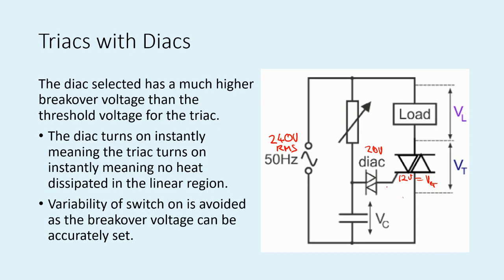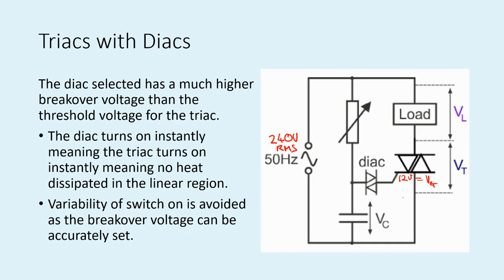What this means is we've got no point where it's in the linear region. It's either on or it's off, because the diac won't conduct until we've reached 20 volts, which is well over the switching threshold for the triac. So straight away it goes from off to on, and then when it turns off, again, it's instantly on or instantly off, which means that we are not dissipating much heat at all in the linear region, so in the triac. So it's efficient in that sense.